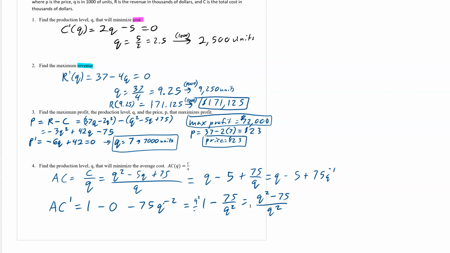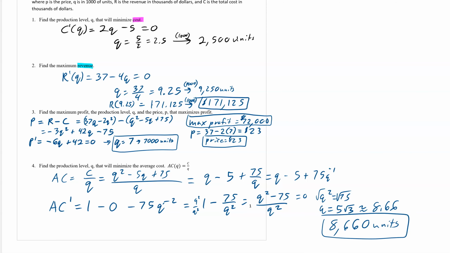So again, this is q squared over q squared. And then now you can set the top equal to 0 and the bottom equal to 0, but we can't have q equal to 0 from the beginning. So just the top. So q squared equals 75, square root, and we get q equals plus or minus the square root of 75. But again, we're talking about quantities that are positive, so it's just the square root of 75, which would be 5 radical 3, and that's approximately 8.66. So we end up with 8,660 units to minimize the average cost.